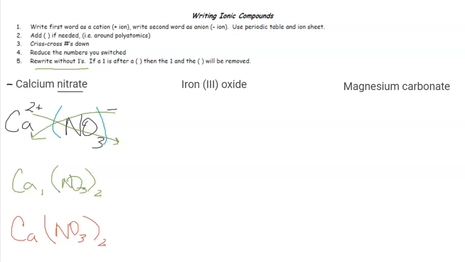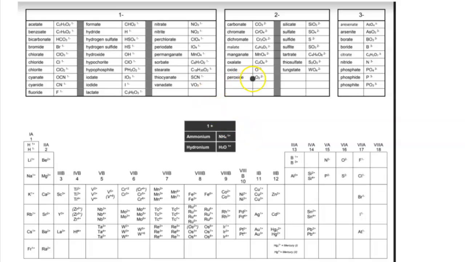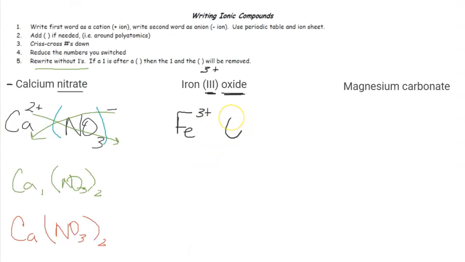All right, next example I'm going to walk through very quickly is for iron 3 oxide. Now remember, this Roman numeral tells me what my charge is. That tells me that I've got a 3+, so I don't even have to look up iron. So I write the symbol for iron 3, that's Fe with a 3+, and then I go back to my periodic table and I look up oxide. I find oxide right here. He's an O with a 2- charge. So I write O with a 2- charge.